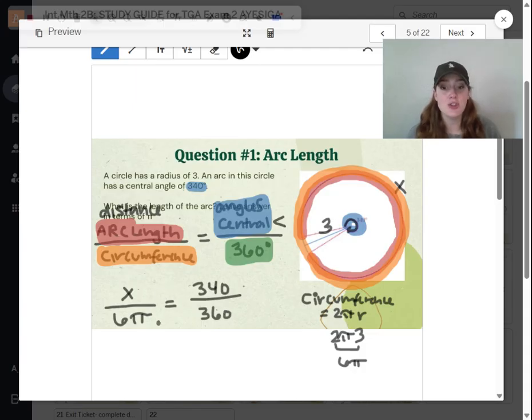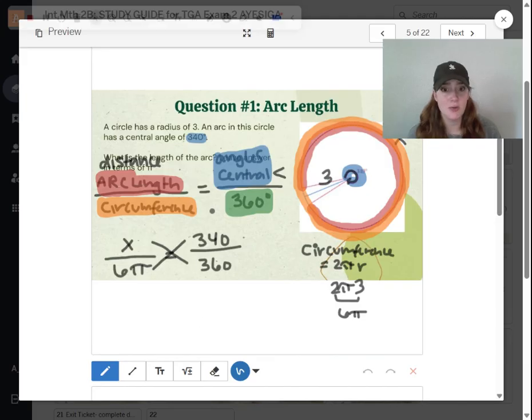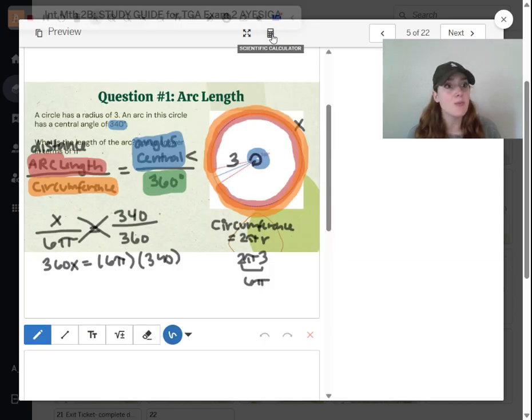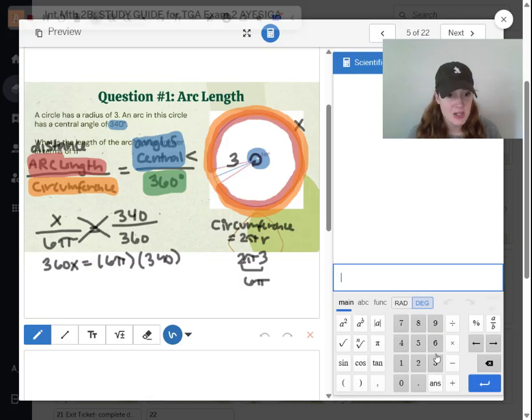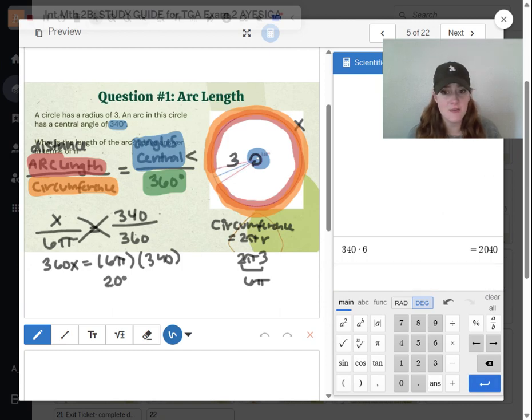Now that we've got these two ratios set up to be equal, this is a proportion that we're solving, so we're going to need to cross multiply. So 360x is equal to 6 pi times 340. And again, we are going to leave this in terms of pi. So 340 times 6 is going to be 2040 pi is equal to 360x.